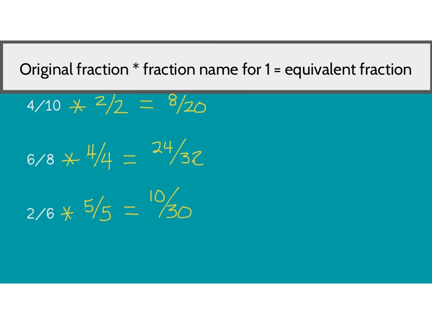Now, how could I check this? I could use fraction circles. I could use fraction number lines. I could look at fraction strips. And if I found 4/10 and then I found 8/20, I would see that the same amount would be shaded, or it would be in the same spot on a number line. So that's going to prove to you that yes, those fractions are equivalent or equal to one another.